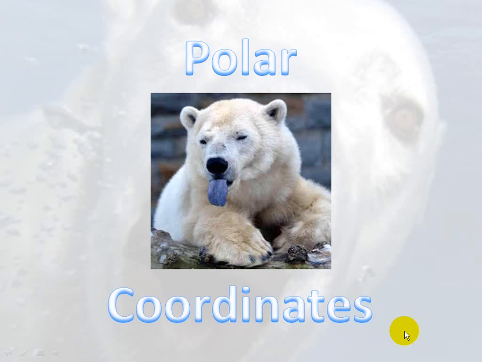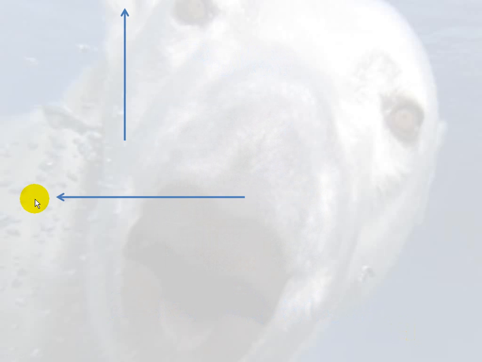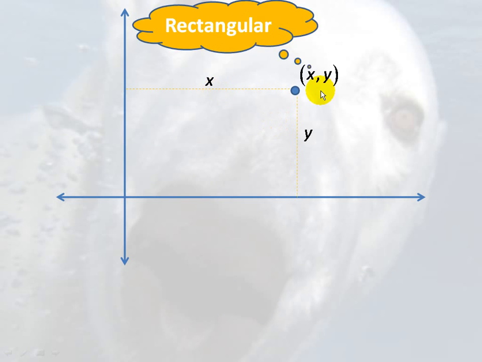Now, let's begin by just trying to get an intuitive idea about what's going on with these polar coordinates. Let's suppose we have a point, and we want to describe the location of that point. Well, we know how to do that. With rectangular coordinates, we find the x, we find the y, and we have an ordered pair. There we have it, an x and a y.